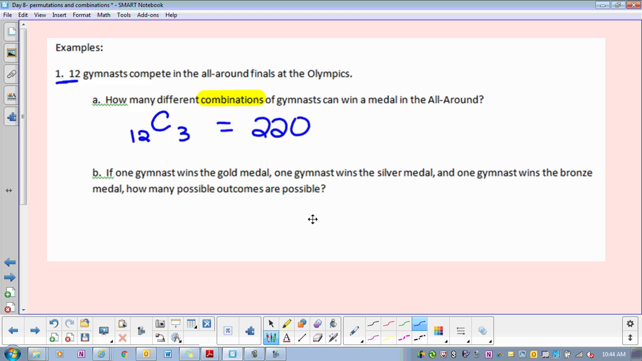B. B is a little bit different. So it says if one gymnast wins the gold, one wins the silver, and one wins the bronze, how many different possible outcomes are there? So think about this, okay? First of all, does order matter for this? Yeah, right? Order does matter. But I'm going to show you 2 different ways. The easiest way that I can think of to do this, and I usually do it this way. Here's gold, here's silver, and here's bronze, right?